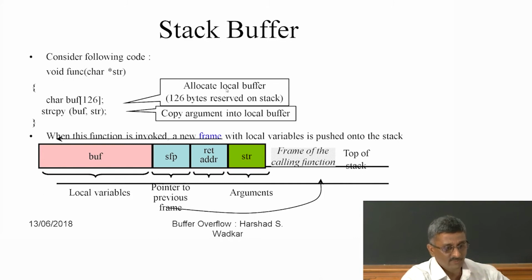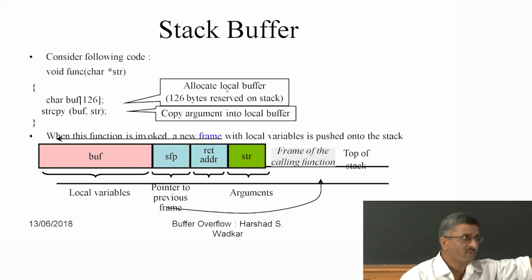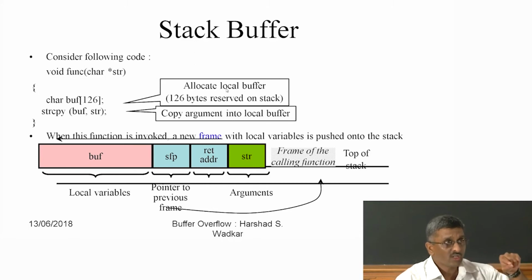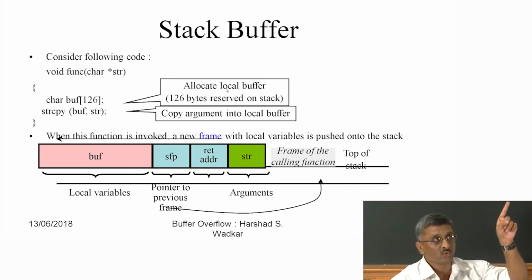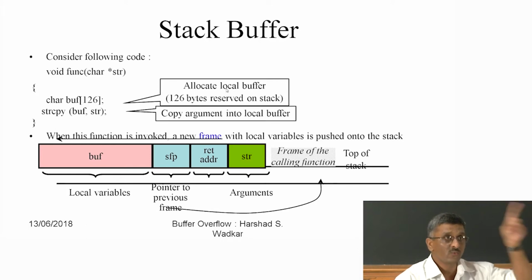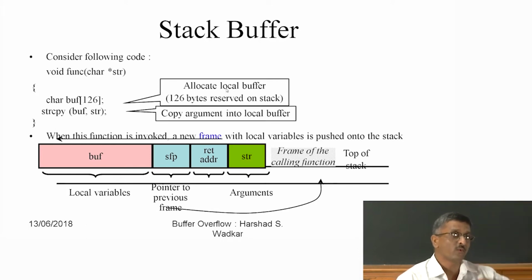I am going to write some data, and my buffer is 126 bytes. I am going to write more than 126 bytes of data. Let us say I write 134 bytes. What will happen? It will take the first 126 bytes into the buffer, the next 4 will go to the SFP, and the next 4 will go to the return address. That return address, which was actually pointing to the 6th line in function B, will now point to some other address the attacker has put there. This is going to happen.